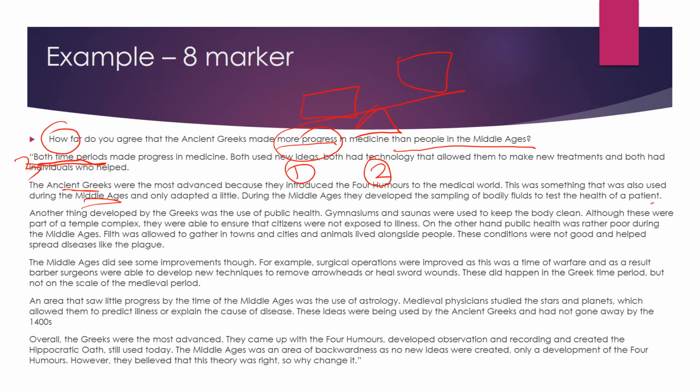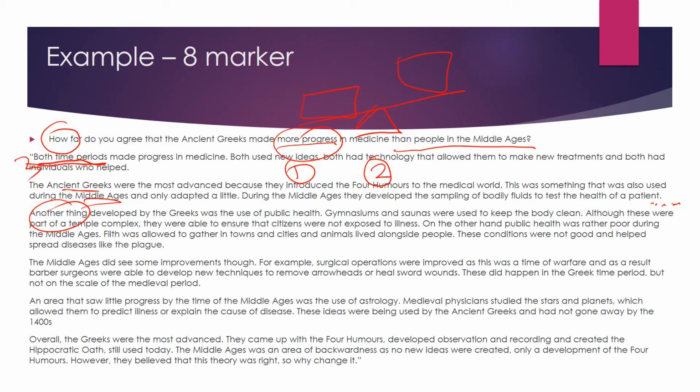Middle Ages, ancient Greeks straight away. I then expanded upon it. During the Middle Ages, they developed the sampling of bodily fluids to test the health of a patient. I could potentially go on more and talk a little bit further here about how this was developed. Primarily, though, the 4 humours was the Greek idea and the Middle Ages didn't really do anything with it.